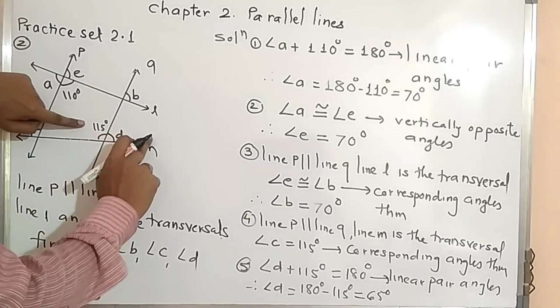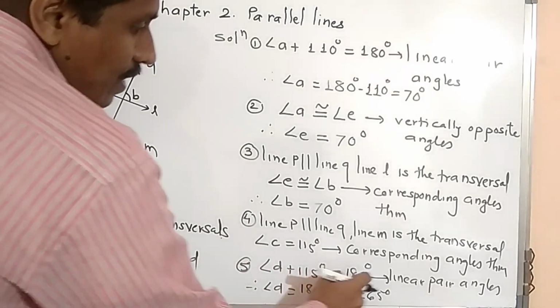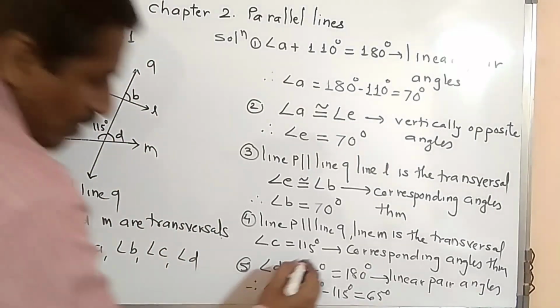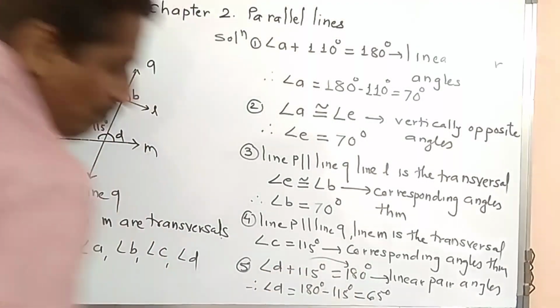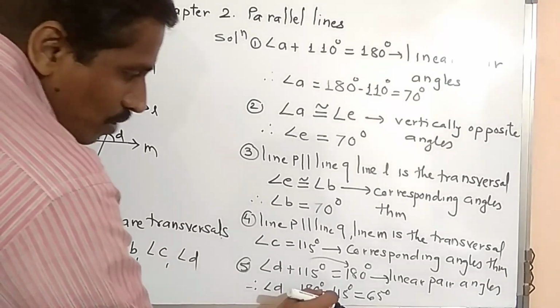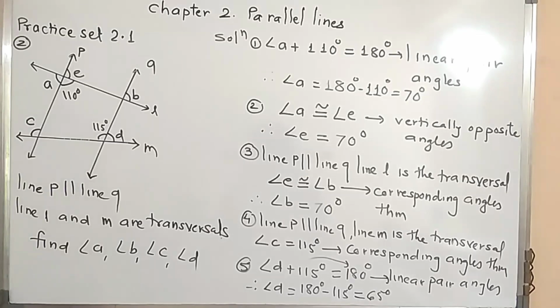Last one, angle D and 115 degrees form a linear pair. So angle D plus 115 degrees is equal to 180 degrees. Reason: linear pair angles are supplementary. This 115 will become minus. So angle D is equal to 180 degrees minus 115 degrees, that is equal to 65 degrees.